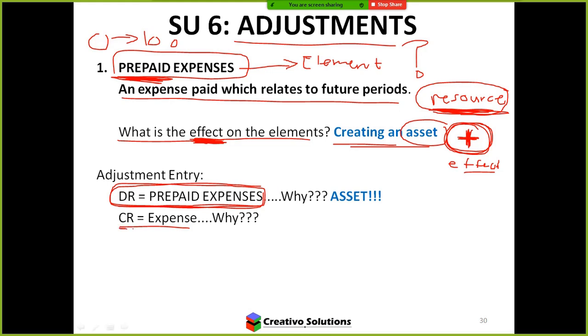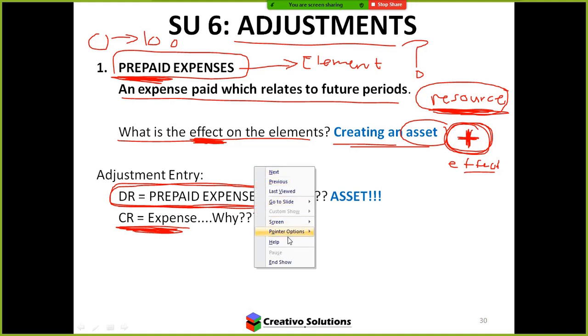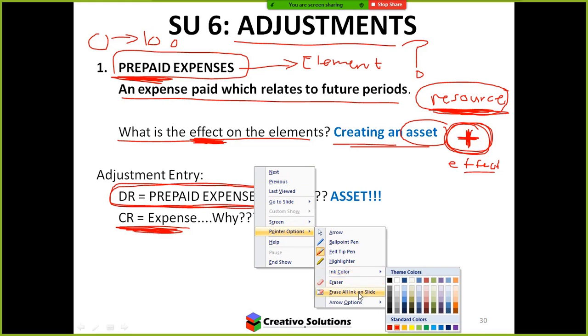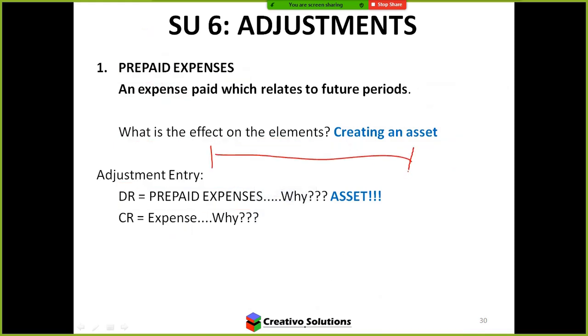So then why do you credit the expense? Explain why. Here's the 12 months. We've got an extra 6 months prepaid. We've prepaid the rent. Is this an expense? The 6 months? No, it's an asset. We just spoke about that.